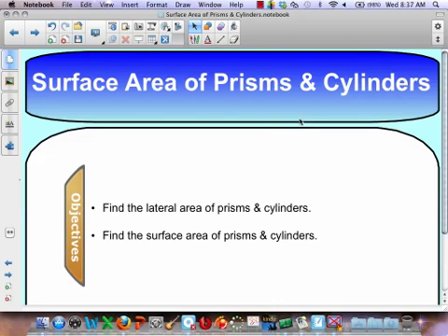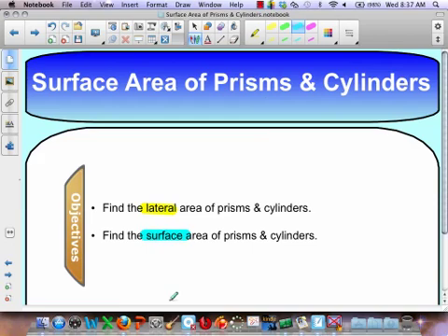So today we're looking at surface area of prisms and cylinders. There's a reason why we group them together. And then there's this key term between lateral versus surface area, and that's what I want to focus on first. We're talking about lateral versus surface.